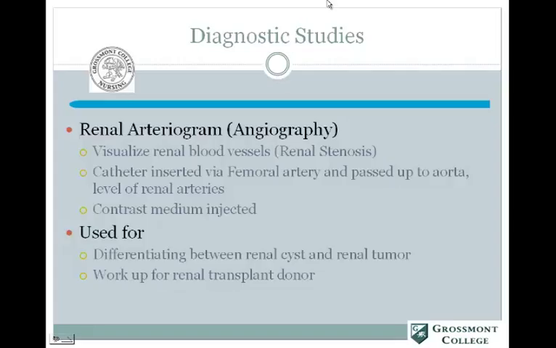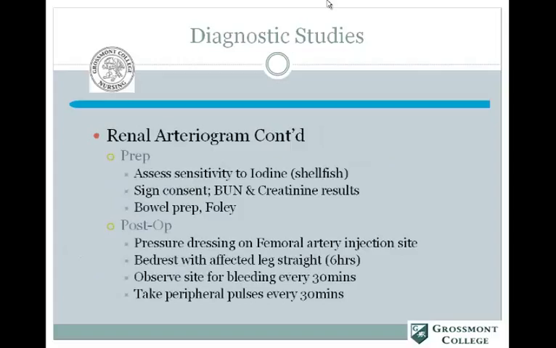A renal arteriogram or angiography. And this is where they're going to put a catheter in the femoral artery, so in the groin. They're going to pass it up to the aorta, the abdominal aorta, so in the abdomen area, up to the level of where the renal arteries are. And then they're going to shoot some contrast in there. And that's going to help them see the difference, is it a cyst, is it a tumor, what's going on in there in that area. They'll also do this to do a workup for a donor who's going to donate their kidney. They just want to go in there and see that everything is good, all those arteries are open and clear, and that these are going to be good kidneys to transplant into somebody.